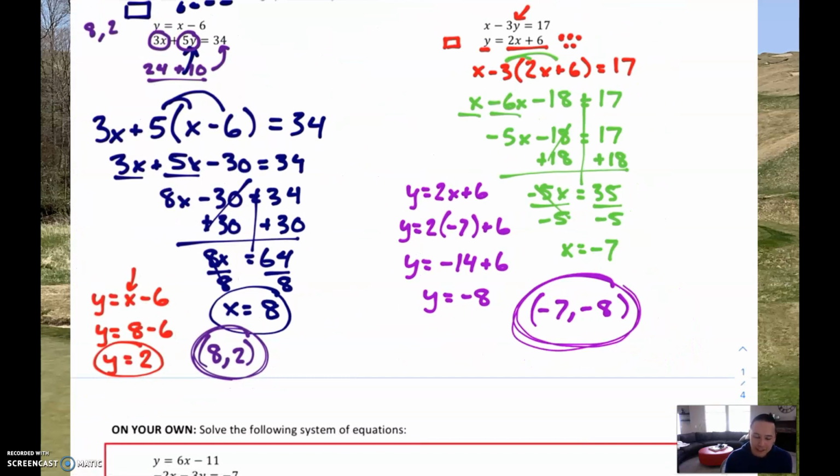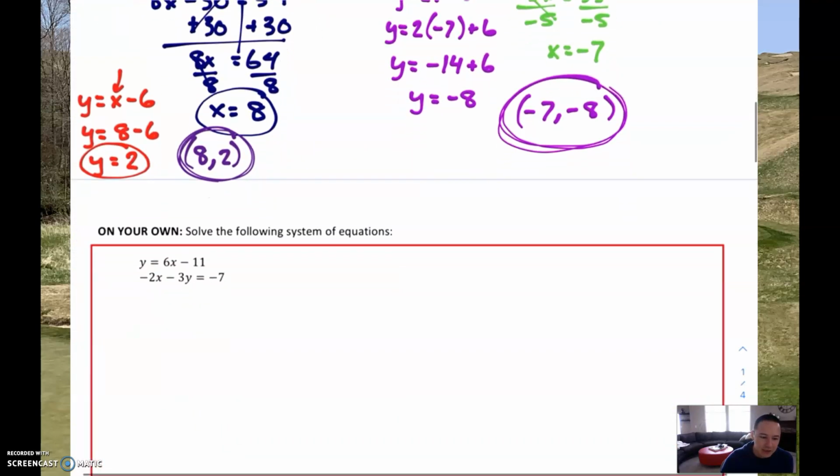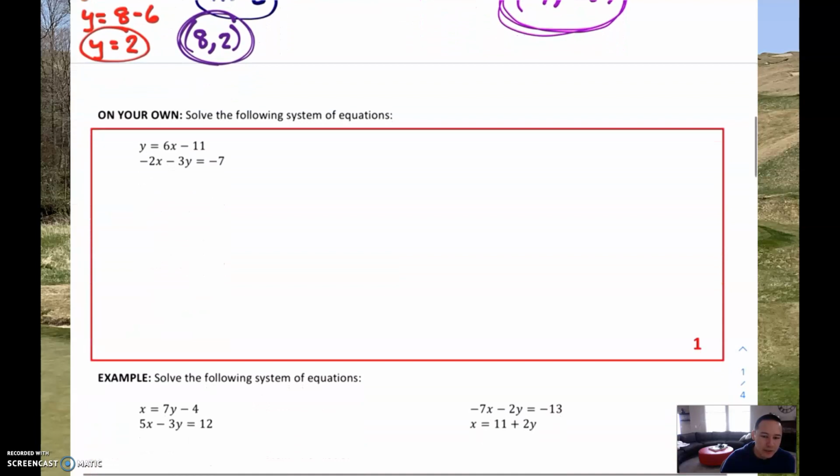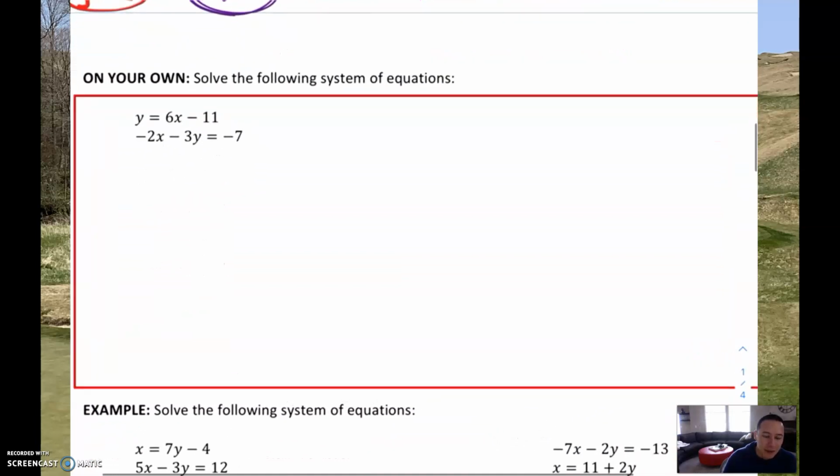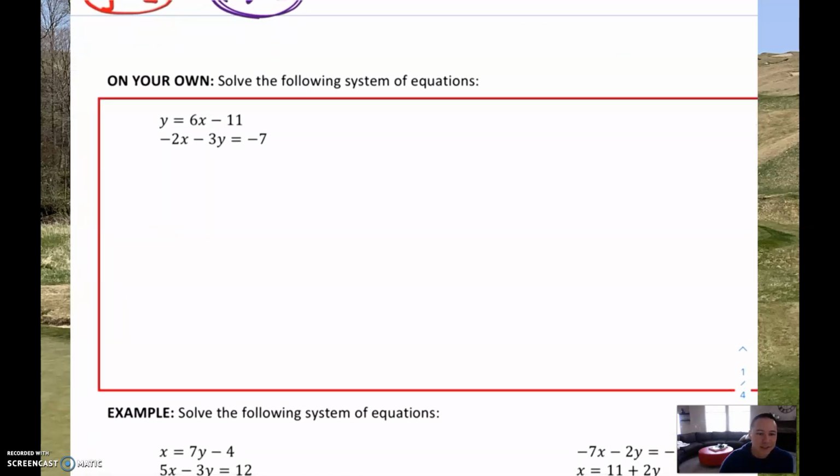So hopefully that makes sense. Go ahead and try the next one on your own and then see how you do. Remember, you can always double check your answer when you're done. So go ahead and pause the video. When you're done, come on back.